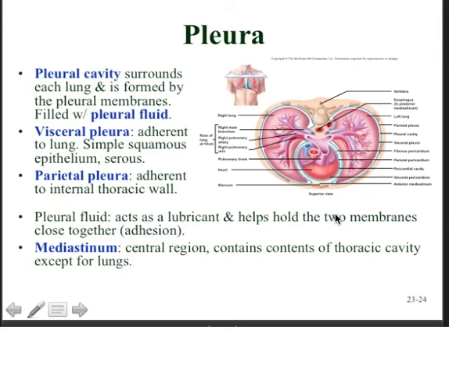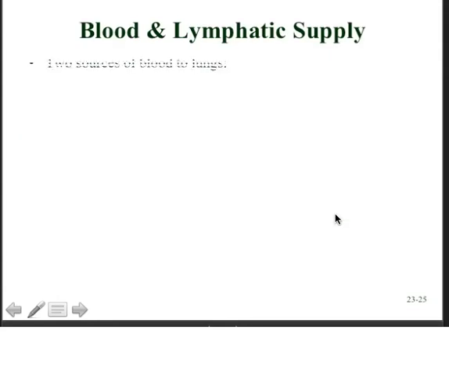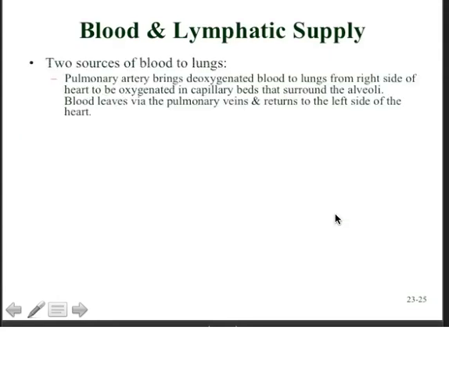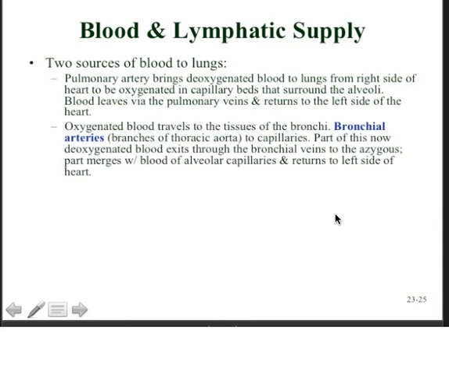The mediastinum, of course, is the central region, and it contains the contents of the thoracic cavity except for the lungs. So here we would see the heart, the esophagus, the trachea, the great vessels, and so on. There are two sources of blood to the lungs. The pulmonary artery brings deoxygenated blood to the lungs from the heart to be oxygenated in the capillary beds that surround the alveoli. The blood leaves the pulmonary veins and returns to the left side of the heart.